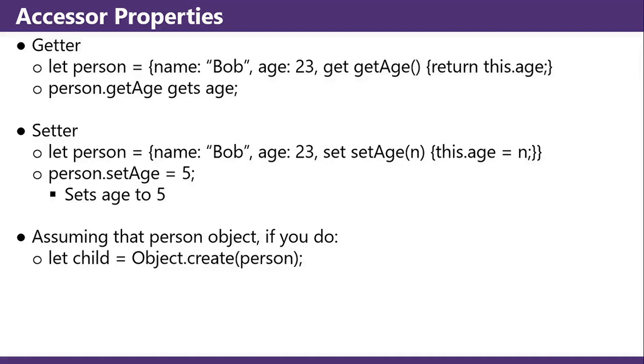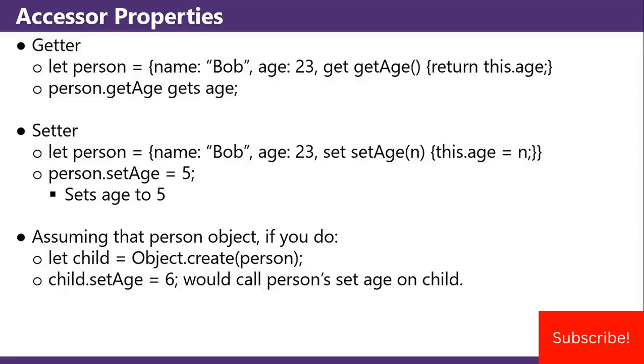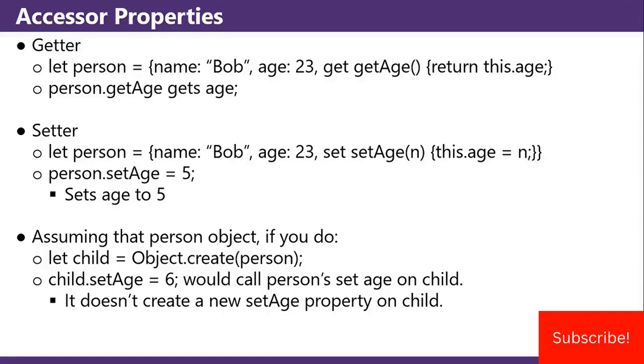Assuming that person object, if you do let child = Object.create(person), child.setAge = 6 will call person's setAge on child. It doesn't create a new setAge property on child.